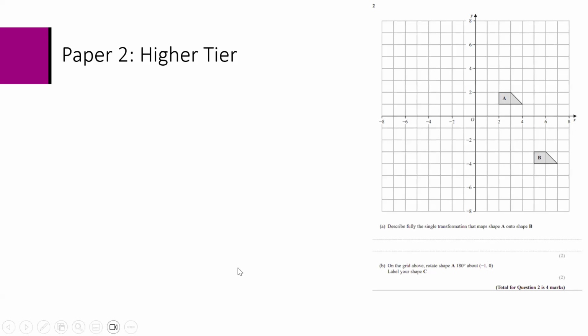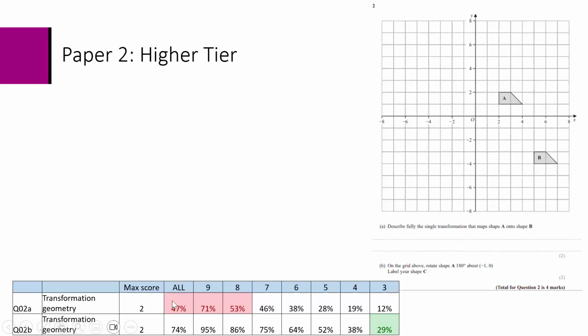And in terms of the performance, only 47% of students could describe the transformation. 3/4 of the students got 3/4 of the marks when it comes to rotating about a point that's not the origin. Now, I know from looking at exam statistics that students struggle to describe a transformation that has already been given to them. And I know the examiners say sometimes, describe fully the single transformation, they get students putting down several consecutive transformations.